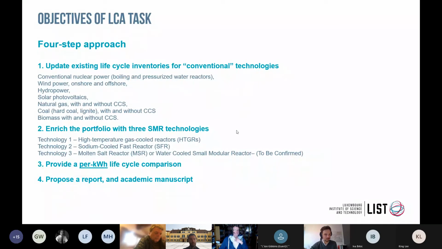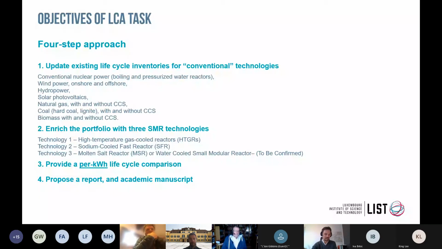The second step is to include these small modular reactor technologies. So we have 3 technologies we'd like to model, which might also be of interest to you, EASA. So also another point, we might need to convene. And then, as I said, but I would like to insist, at the end of this task we will provide a per kilowatt-hour life cycle comparison.